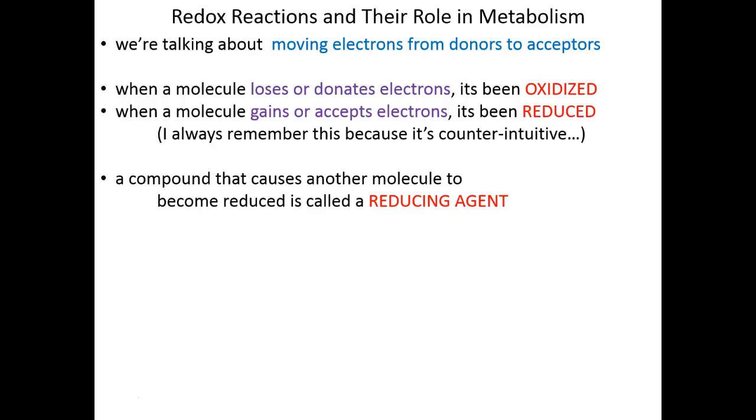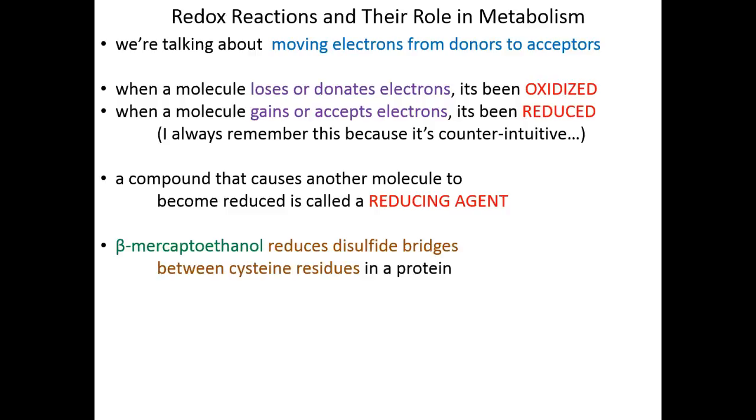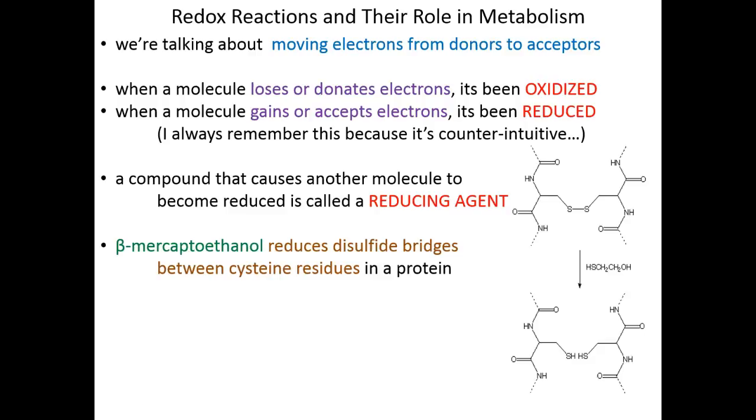A little bit more terminology. So if I am a compound and I caused you to gain electrons, if I caused you to be reduced, I am then a reducing agent because I made that happen. So you can think of beta-mercaptoethanol as an example of this. Many of you have probably used BME in a lab. It smells like rotten eggs. It's pretty nasty stuff. What BME does is it reduces disulfide bridges. It breaks disulfide bridges between cysteine residues, and it breaks them by adding electrons to them. It breaks them by reducing them.